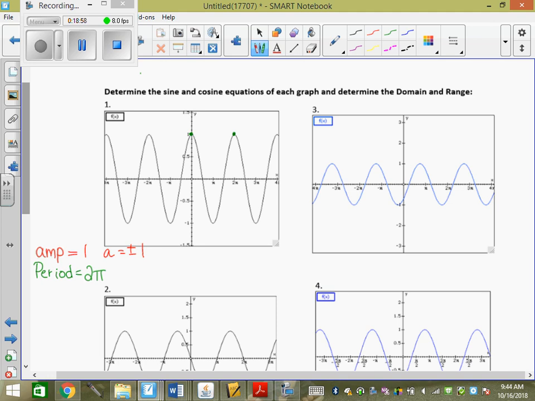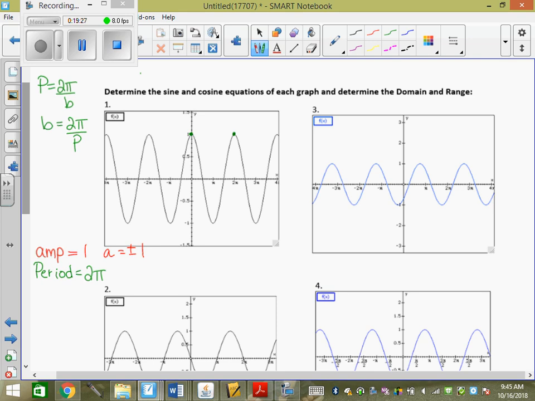It gives me the horizontal stretch, which is my b value. Remember that the period equals 2 pi divided by b. In this case, I said 2 pi because my horizontal axis is in pi's, it's in radians. So p equals 2 pi over b, or b equals 2 pi over p. If I need the period from a graph, I would use the first one. But right now, I need the b value from the graph, so I'm going to use this one.